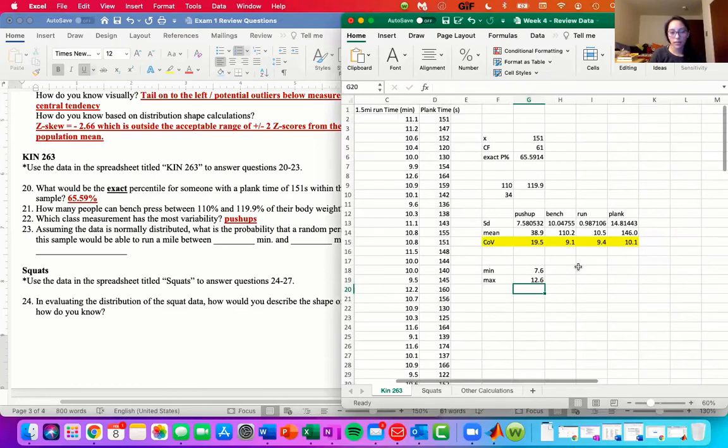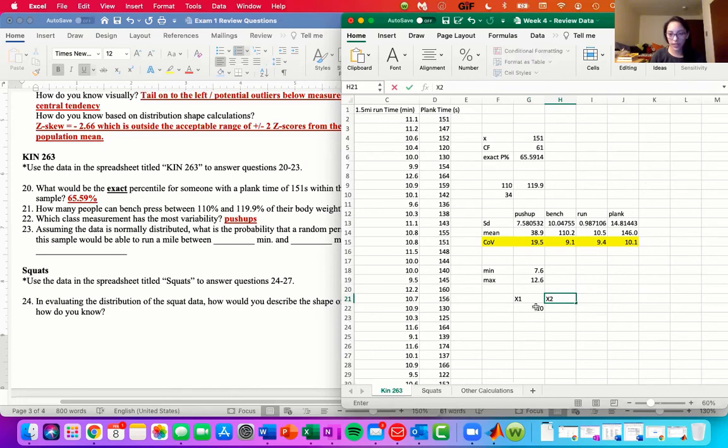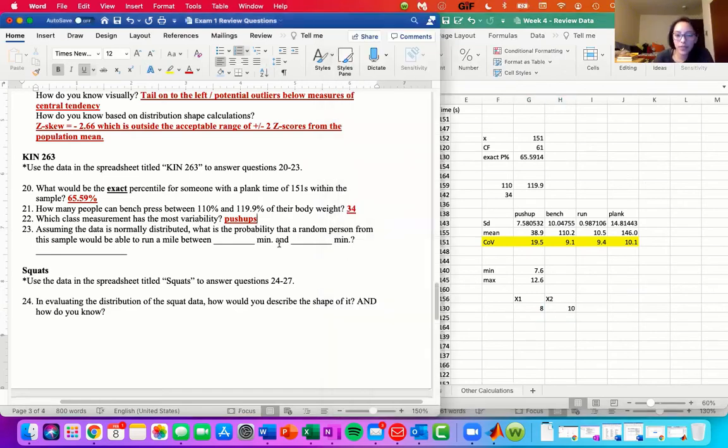All right, so somebody pick a value, just shout it out. Pick a value between these two numbers, 7.6 and 12.6. 10. Then someone pick another number. 8. Sure. Okay, so we're going to say x1 is 10 and x2, well, actually, let's do it in numerical order. That would make it easier. 8 and 10, right? So these are in minutes, just so we know.